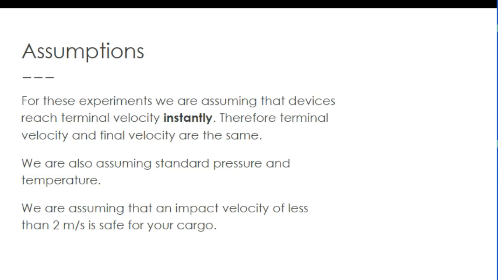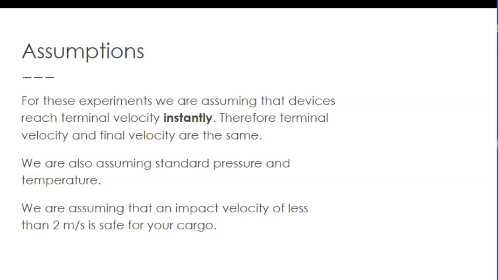For these experiments, we are assuming that the devices reach terminal velocity instantly. Therefore, the terminal velocity and final velocity are exactly the same. We know it's not true. We know that there is some acceleration at the start before it reaches terminal velocity, but to keep things simple, we're just going to assume that the average speed on the way down is the terminal velocity, and that is also the final velocity. We're also going to assume standard pressure and temperature.